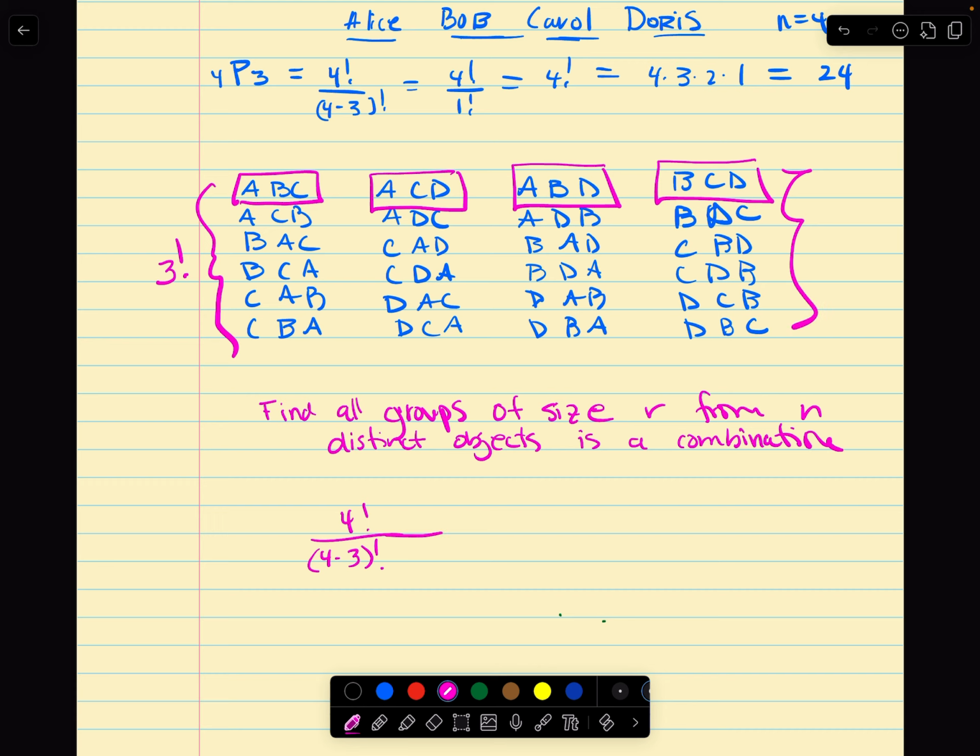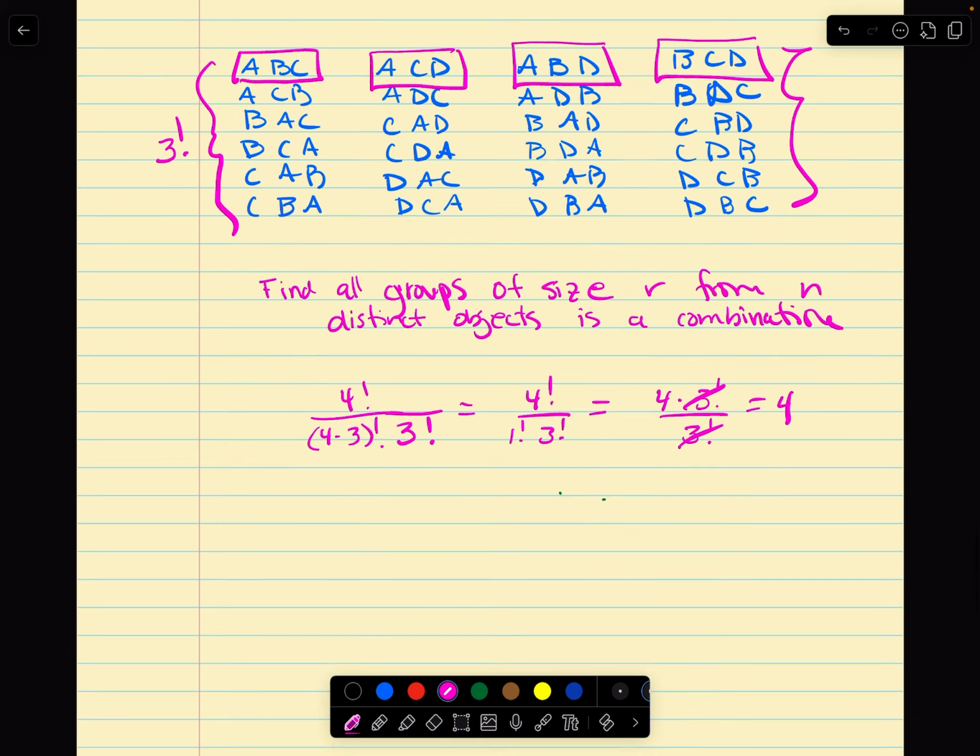So we can start with the permutation and then just divide out, because the permutation does also separate the groups of 4 into groups of 3, and they just count all the permutations as well. So if we divide out all the permutations of each group, we get just the number of the groups, which we see as 4. So let's check that out. That's 4 factorial over 1 factorial times 3 factorial, which is 4 times 3 factorial over 3 factorial, because 1 factorial is just 1, and it is indeed 4.